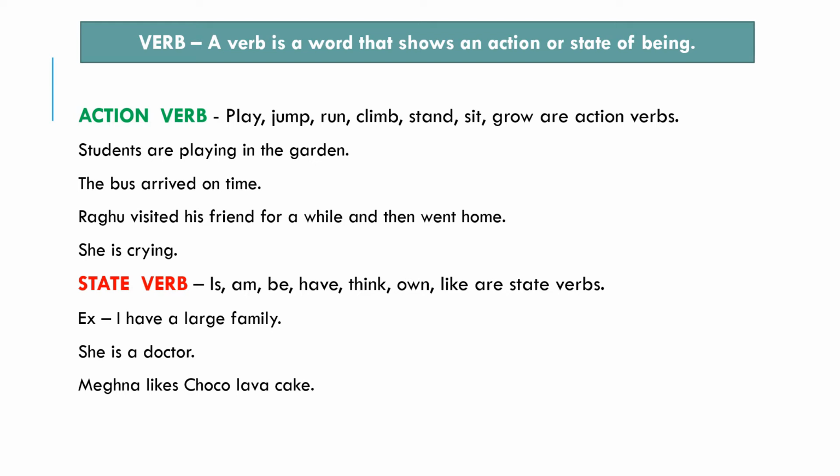Next is, she is a doctor. So here the state of that person is that she is a doctor. Next is, Meghna likes choco lava cake. So here Meghna is not doing any action. This sentence just gives us some information about Meghna. We are still using a verb, like, but it is a state verb, not an action verb. And one more important thing, state verbs cannot be used in the ing, meaning continuous, form. If you want to use a continuous form, then you can do that with only action verbs. Is it clear now?